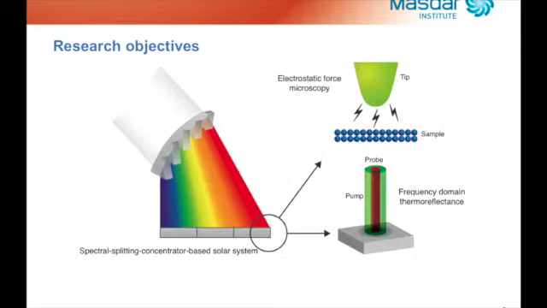So here is the graphical summary of the research proposal. Basically, it will be divided in two parts. The first part will be about developing a spectral splitting concentrator based system for the efficient conversion of solar energy. Basically, this system is composed of two parts: an optical element that is able to spatially separate different wavelength bands and to concentrate the light at the same time.